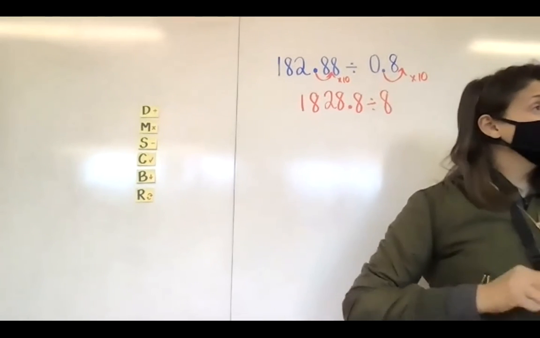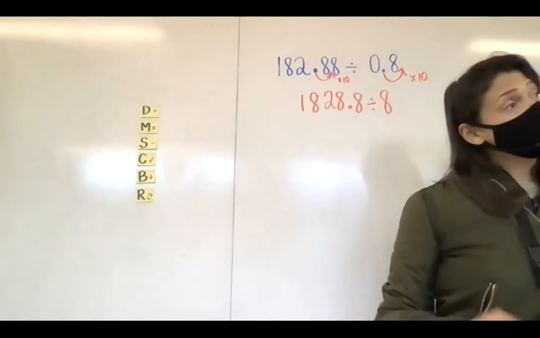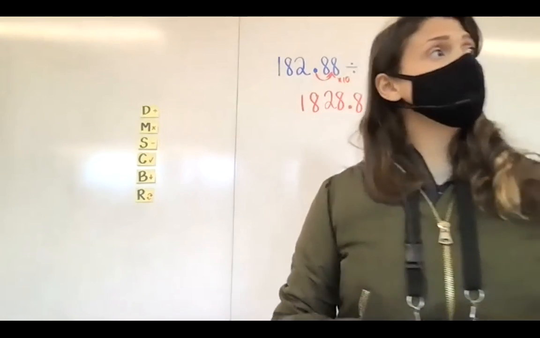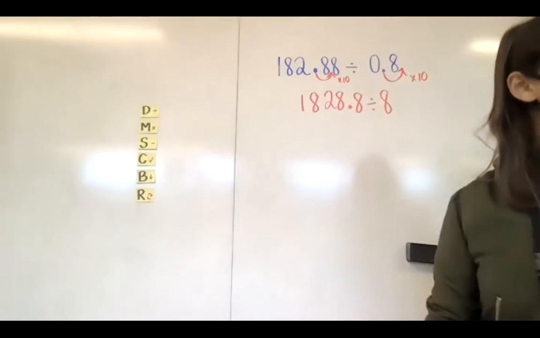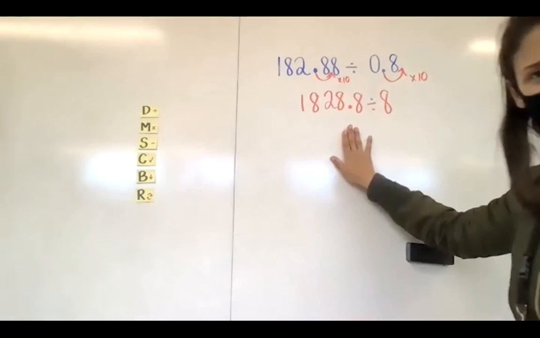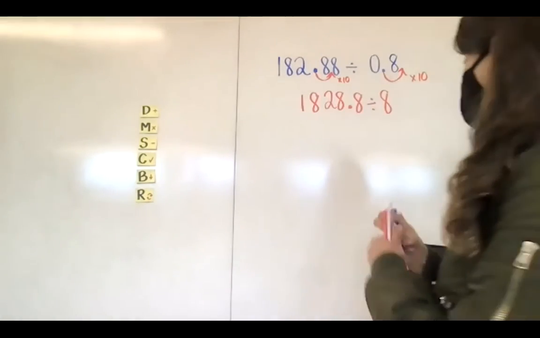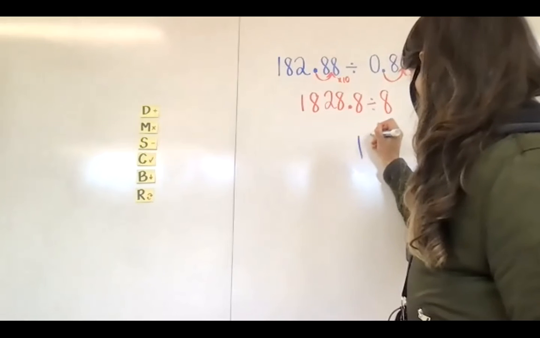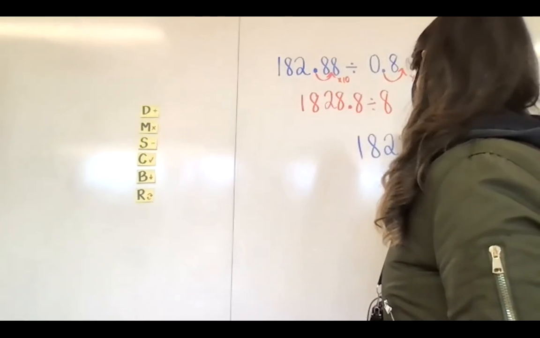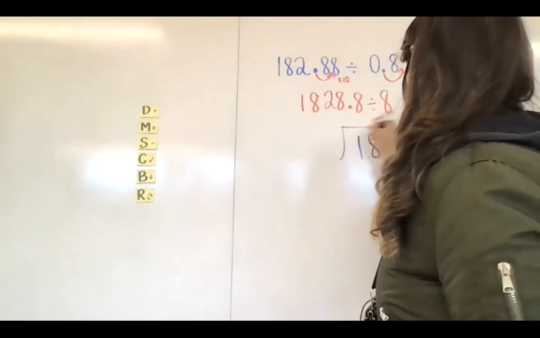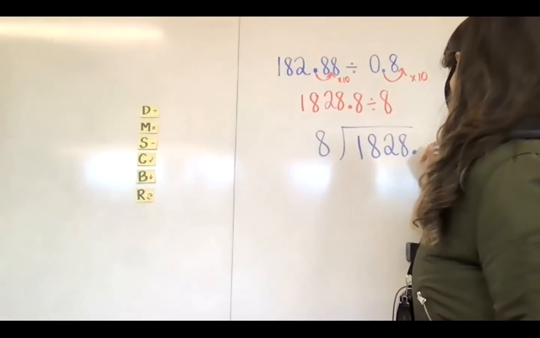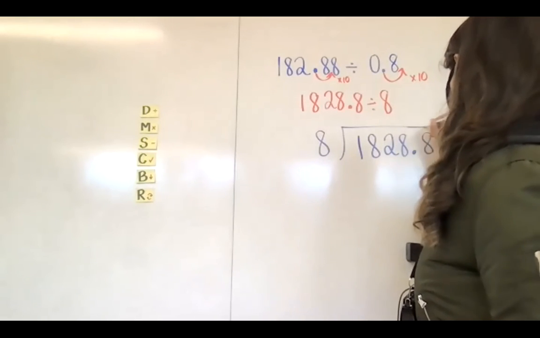Now I know that that looks weird, but guess what? The rule only states that your divisor has to be a whole number. Your dividend can still be a decimal because you can bring that decimal point up into your quotient. So let's solve it like this, shall we? 1,828 and 8/10 divided by 8. It's a big number, but it's doable.